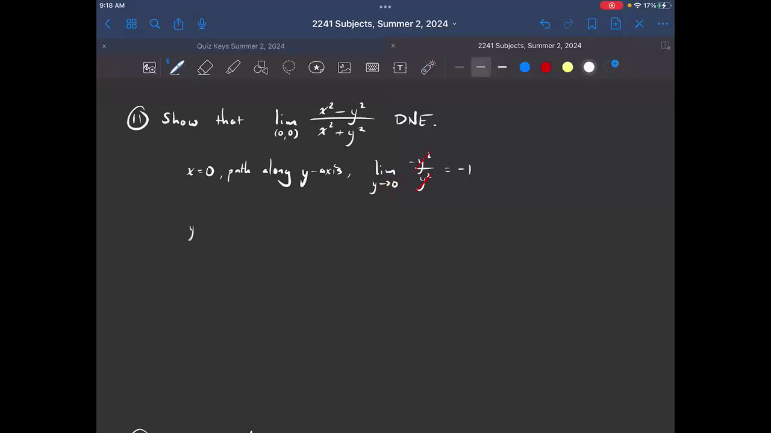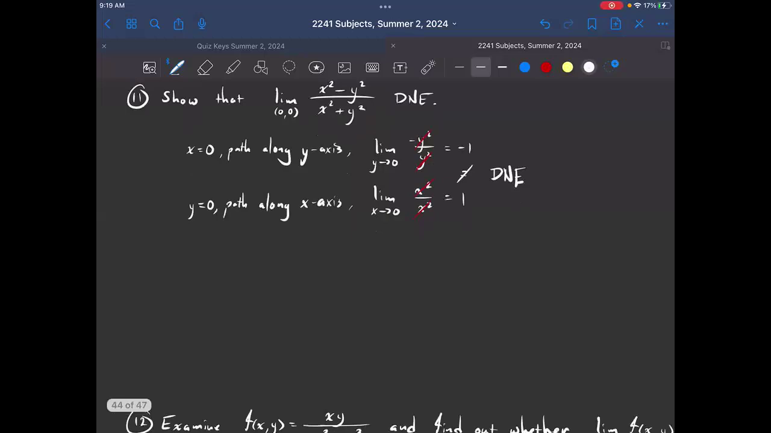What happens along the x-axis, when y equals 0? Now we get the limit as x goes to 0, but these two terms cancel out. And this time, we don't have that minus in front. So these two terms cancel, and we get +1. And the issue is that these two things are not equal, and therefore the limit does not exist.